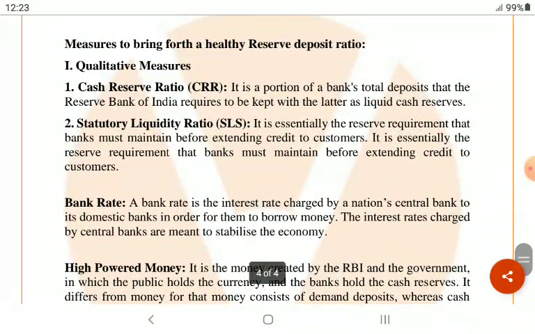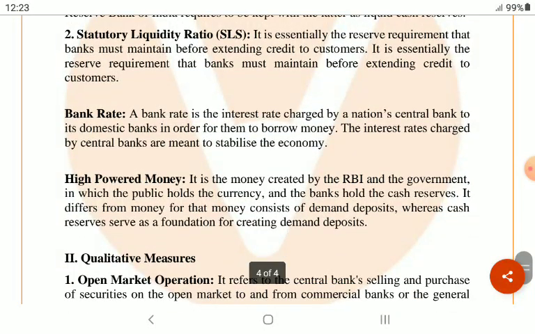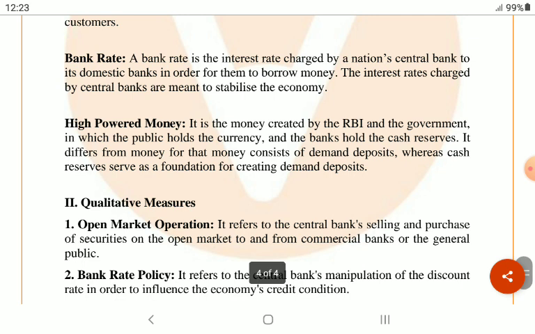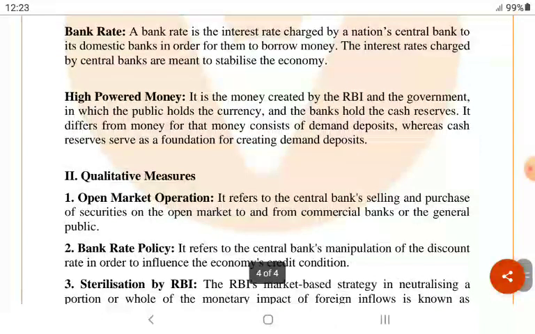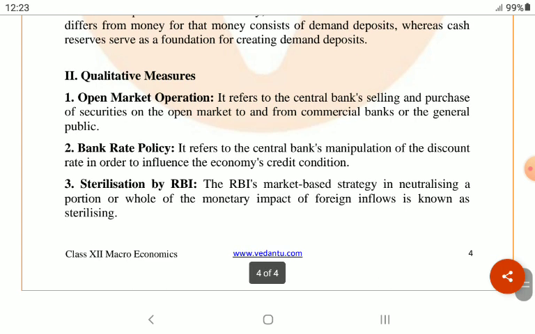And next is bank rate. Bank rate is the interest charged by the central bank to its deposit banks in order for them to borrow some money, that is, for taking some money from the main bank. For that they will be charged interest. The interest rate charged by the central bank is meant to stabilize the economy. So the interest that the central bank keeps will make the economy stable.